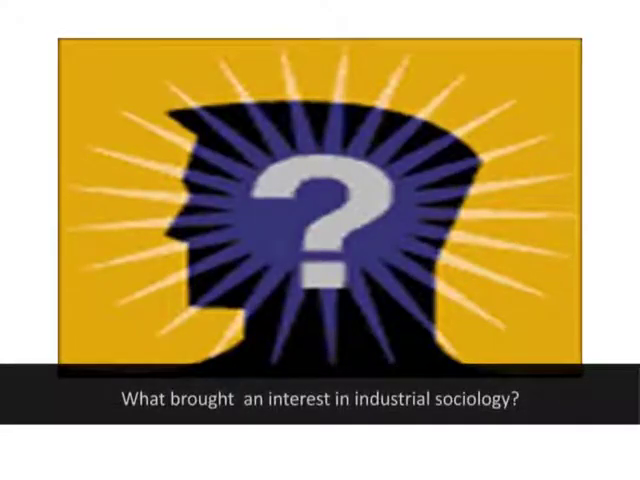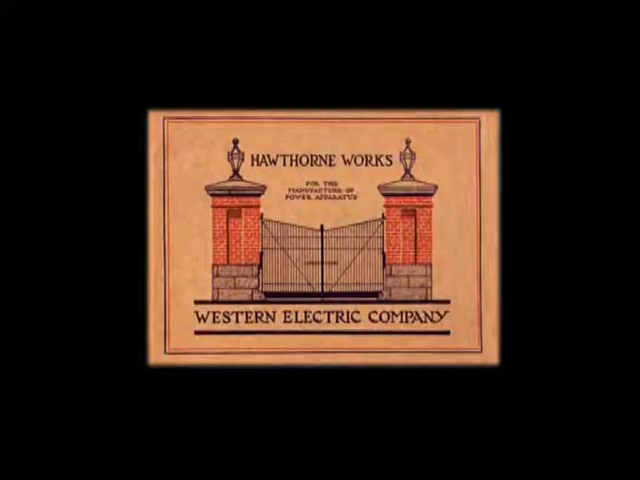Let us go back a little in history and realize what brought about an interest in industrial sociology. The interest of sociologists in the factory and other economic institutions as a social system involving a complex pattern of social interrelationships was first aroused by the failure of certain illumination experiments carried out at the Hawthorne Works of the Western Electric Company in Chicago between 1924 and 1947.